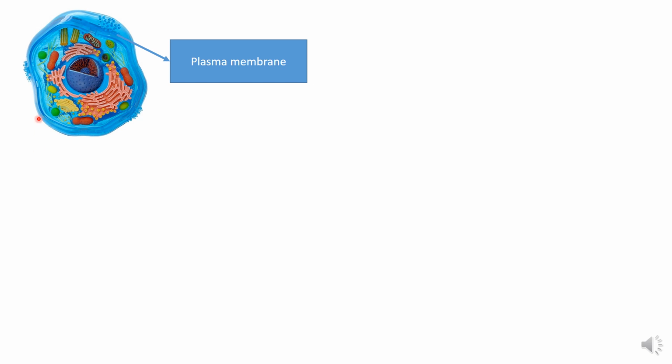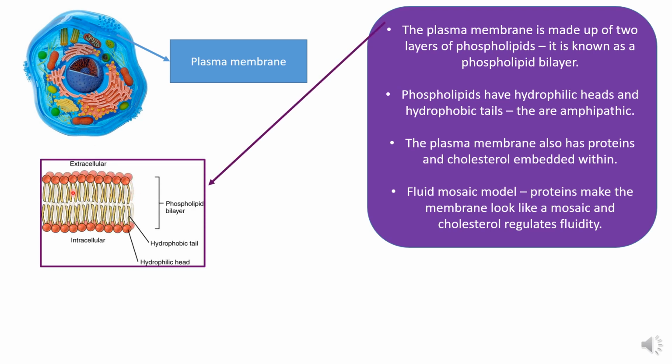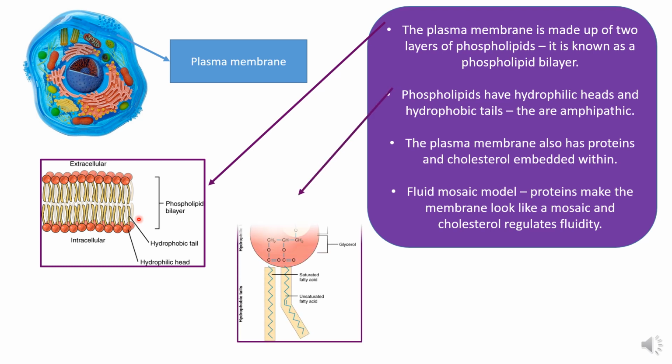Here is a eukaryotic cell, and the plasma membrane is illustrated in blue here around the outside of the cell. Now the plasma membrane is made up of two layers of phospholipids, and therefore it's known as the phospholipid bilayer. You can see two layers just here in this diagram. Phospholipids have hydrophilic heads and hydrophobic tails. Now because they have both hydrophilic and hydrophobic areas, we can say that they are therefore amphipathic.